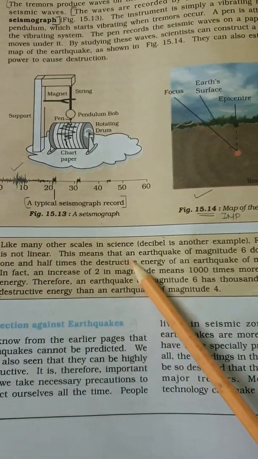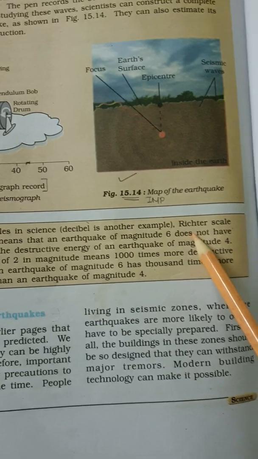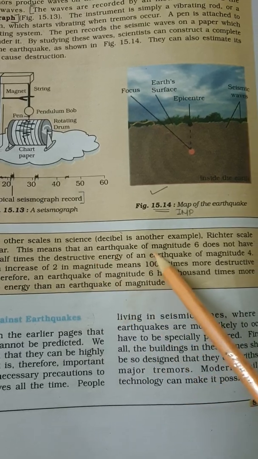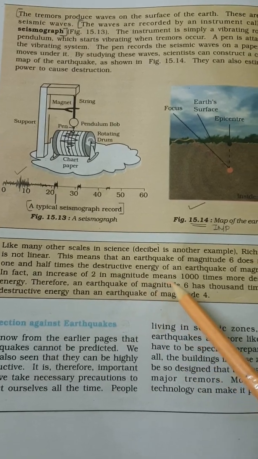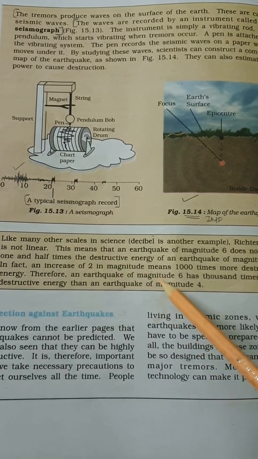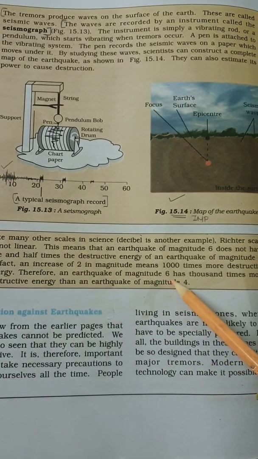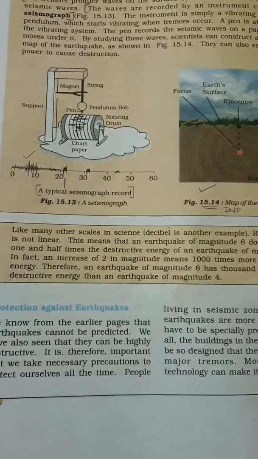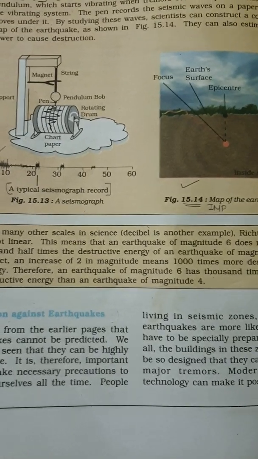Like many of the scales in science, like decibel, which is another example. Decibel is the unit of sound. The Richter scale is not linear, not in one line. This means that an earthquake of magnitude 6 does not have 1.5 times the destructive energy of an earthquake of magnitude 4. In fact, an increase of 2 in magnitude means 1,000 times more destructive energy. Therefore, an earthquake of magnitude 6 has 1,000 times more destructive energy than that of magnitude 4. Okay, that was regarding the severity of an earthquake.